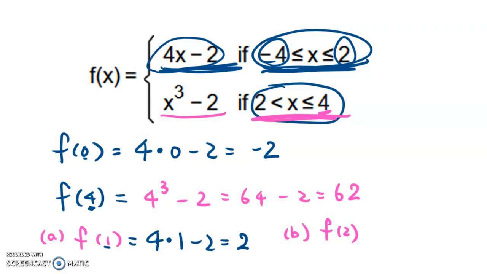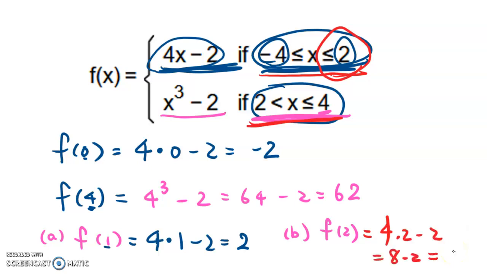For f of 2, on the other hand, which part of the domain does it belong to? Well, it also belongs to the top because we have the equal sign here. At the bottom part of the domain, you don't have the equal sign there. So we still use the top expression. So we have 4 times 2 minus 2, which is 8 minus 2, and you get 6.